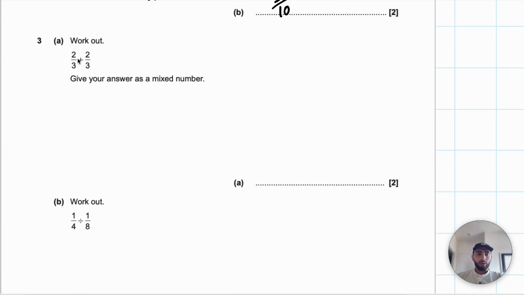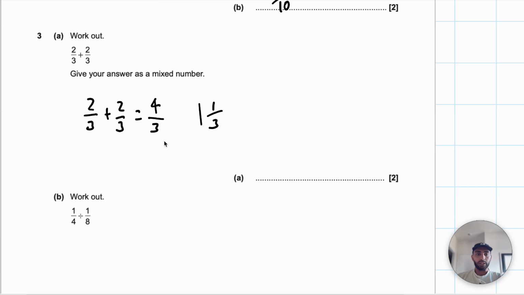Question 3. Work out 2/3 plus 2/3. So we already have common denominators. We just need to add the numerators together. 2 add 2 is 4. Keep the denominators the same, so 3. We have 4/3. How many wholes are in this? So how many thirds are in 4? That's 1 whole. We have 1 remaining, and that's over 3, because 3 was the original denominator.